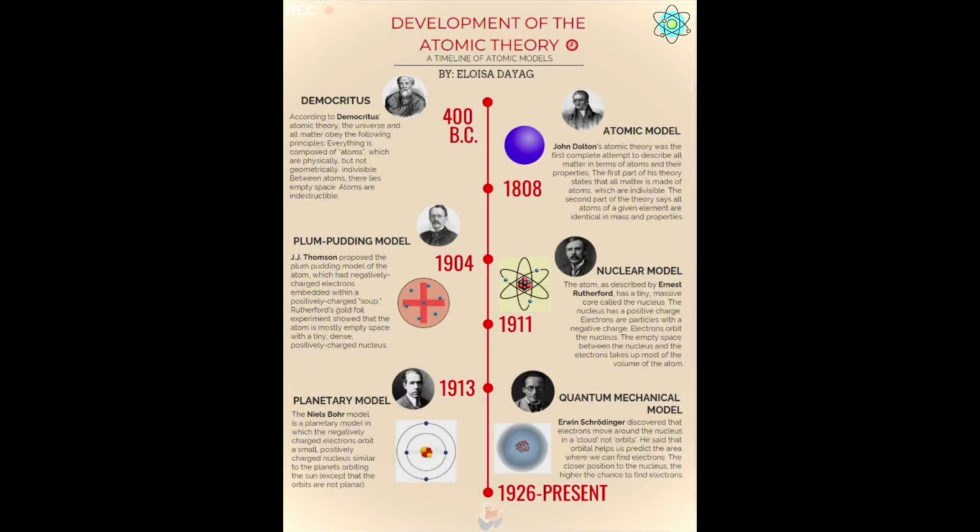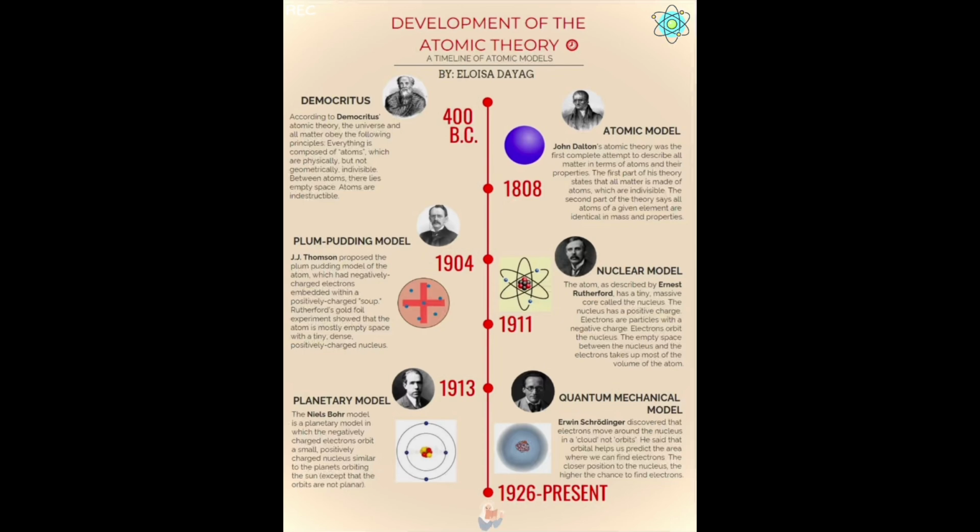So starting way back in 400 BC, according to Democritus, which was the first scientist who initiated the atom concept, or let's say one of the first scientists in his time. And according to Democritus, the atomic theory was revealed. The universe and all matter obey the following principles, which is that everything is composed of atoms, which are physically but not geometrically indivisible. Between atoms, there lies empty space, and atoms are indestructible. So he was one of the first persons who derived the atomic theory.